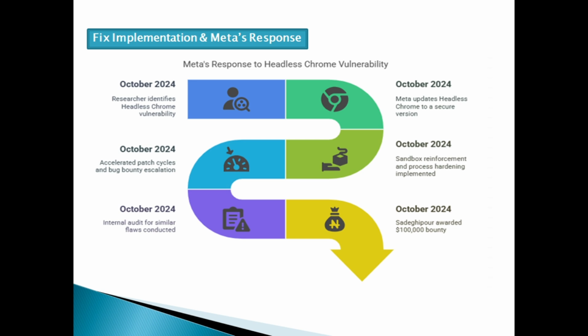Bug bounty escalation: prioritized critical infrastructure reports with rapid response protocols, e.g., 1 hour mitigation. Internal audit: scanned for similar flaws in other systems using headless Chrome. Compensation: awarded Sadeghipour $100,000, the maximum bounty for critical severity flaws, reflecting the vulnerability risk level.